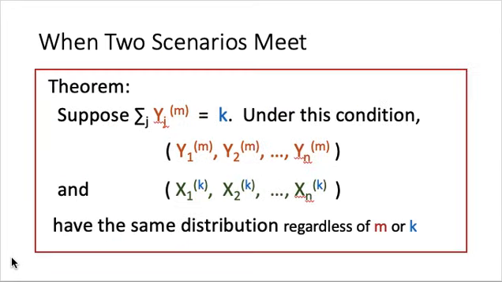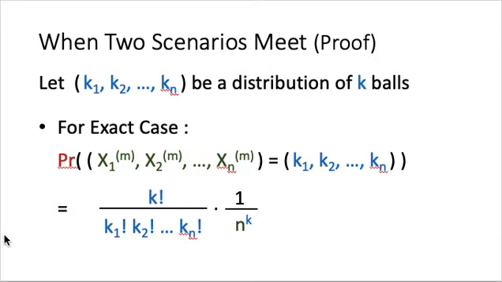So what does that mean? Although the Poisson case is not the same as the exact case, the conditioned Poisson case is going to be the same as the exact case. So conditioned Poisson is equal to exact.